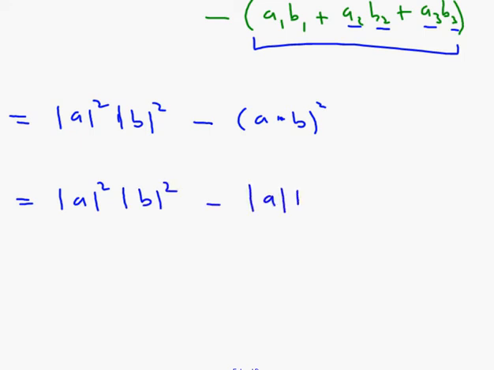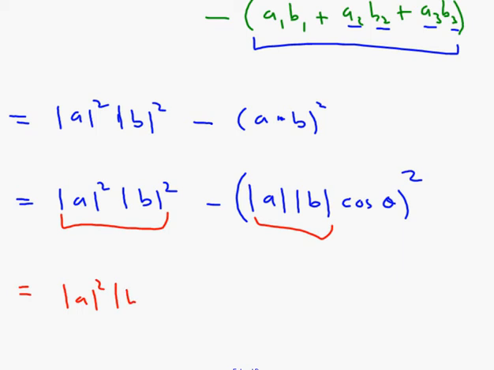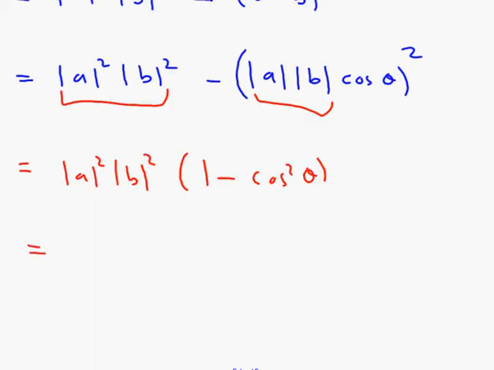So we can say norm A, norm B, cosine theta, quantity squared, like that. Okay, now I'm happy because I could see some common factors, right? If we notice, we can take out this. That's the common factor right there because it's over here too. So what do we get? We get the norm of A squared, norm of B squared, times 1 minus cosine squared theta. But that's really the norm of A squared, the norm of B squared, times sine squared of theta.